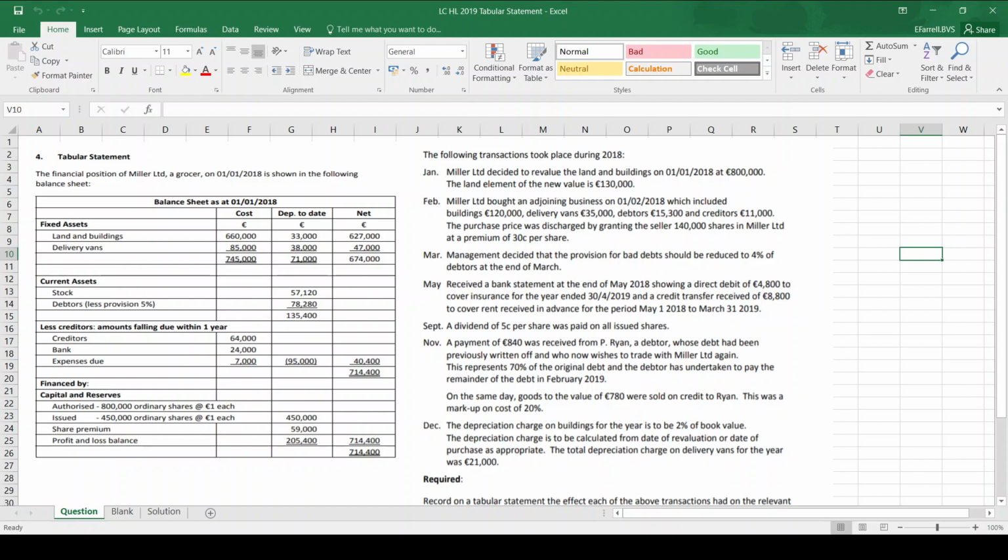Hi, today we are going to have a look at the 2019 Leaving Cert higher level tabular statement question. First of all, we are given a balance sheet and then we are given some transactions during the year. Then we are asked to record on a tabular statement these transactions. First of all, we have to start with the opening balances.